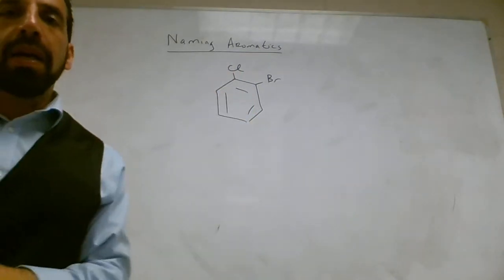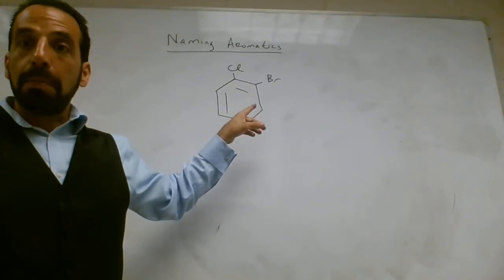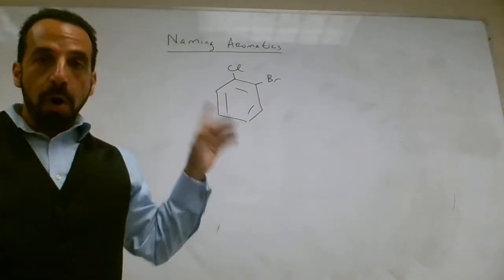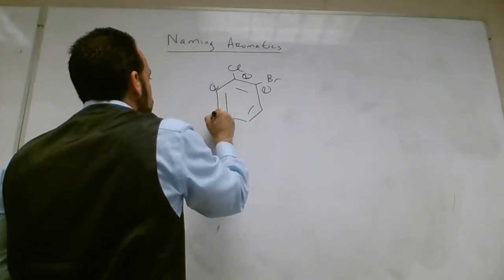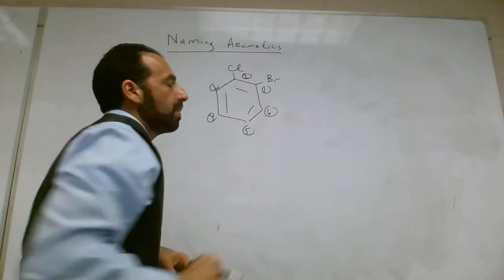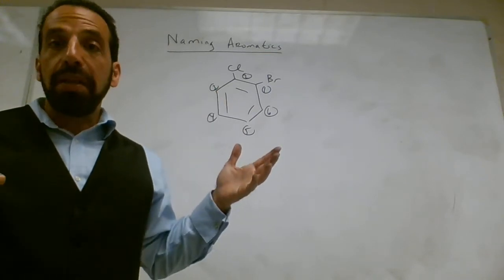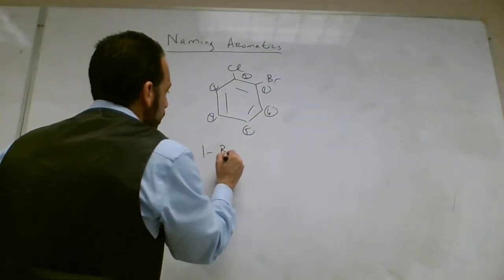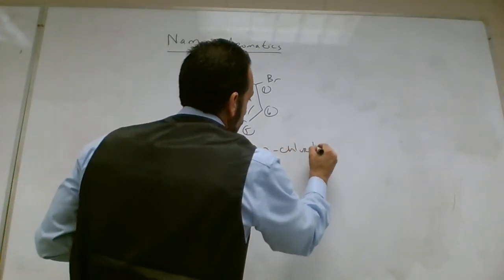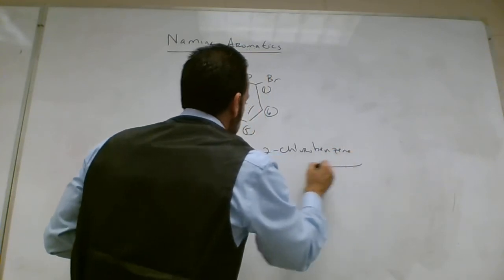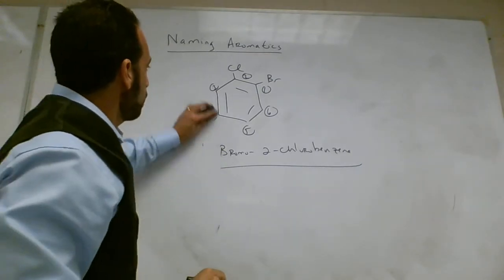So if I have something like this, again, a substituent is always going to be number 1. I got a choice between bromo and chloro. Bromo comes first, so that's carbon number 1, and then 2, 3, 4, 5, 6. So in this case, I start with the bromo because that comes first alphabetically. So I'm going to call this 1 bromo, 2 chlorobenzene. Same thing as we did with other cyclic compounds.